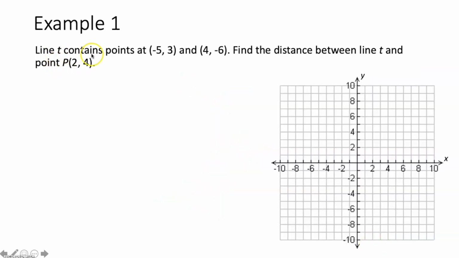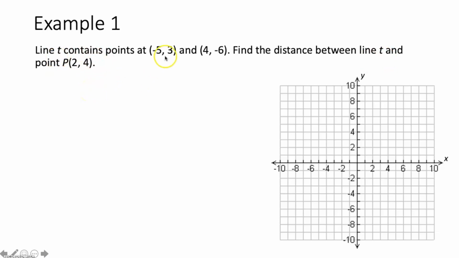It's example time. Now, example 1 says line T contains points at (-5, 3) and (4, -6). Find the distance between line T and point P. So we are finding the distance between a line and a point not on the line. Well, we need that perpendicular distance then, like we were talking about before.